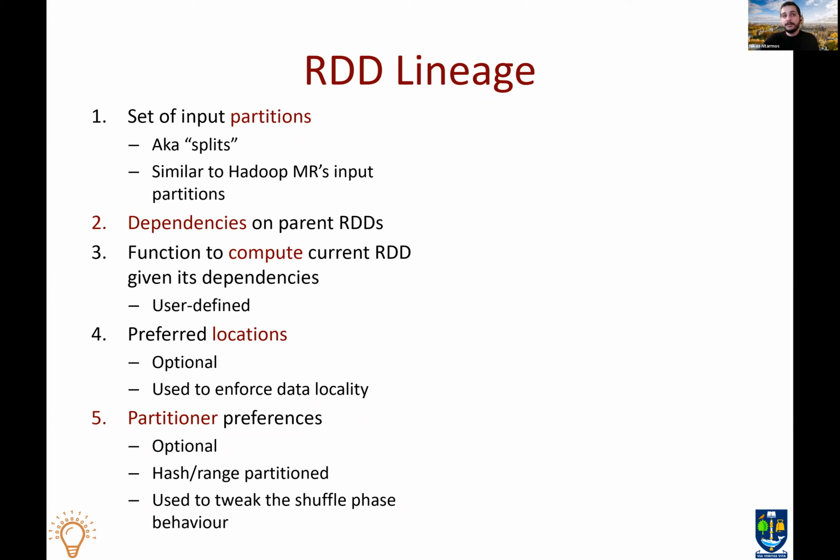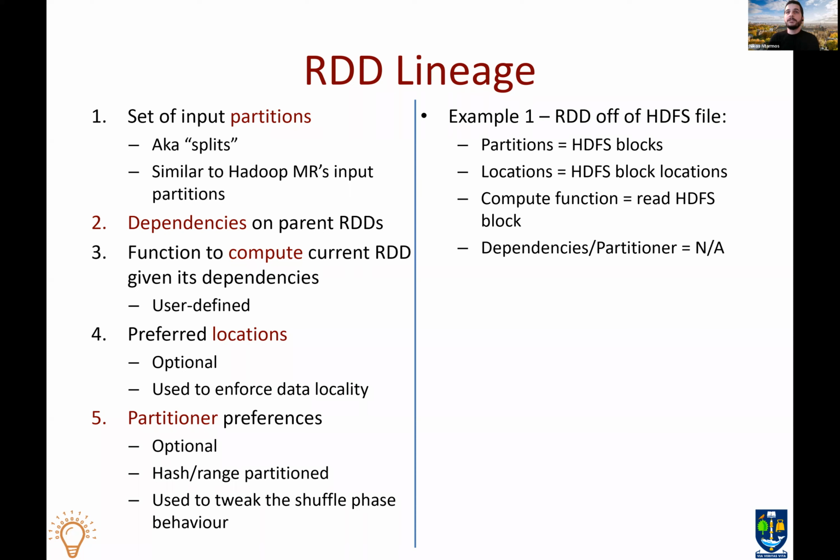This is pretty much like defining your own partitioner in MapReduce. So you may or may not want to do it. And if you want to do it, the built-in partitioners are a hash partitioner and a range partitioner. But you can write your own partitioner if you want. And what it does is tweak the shuffle phase, just like a MapReduce partitioner. Okay.